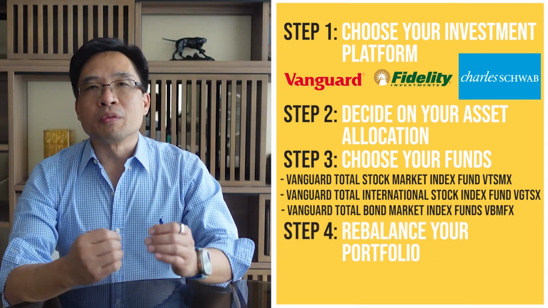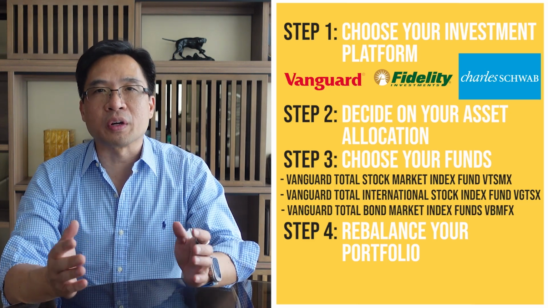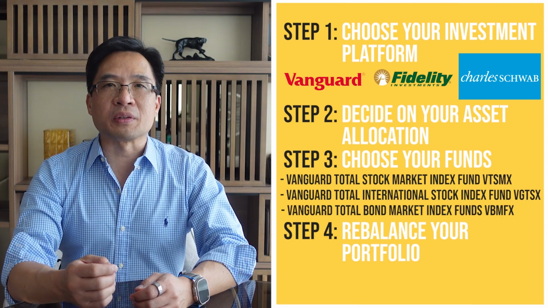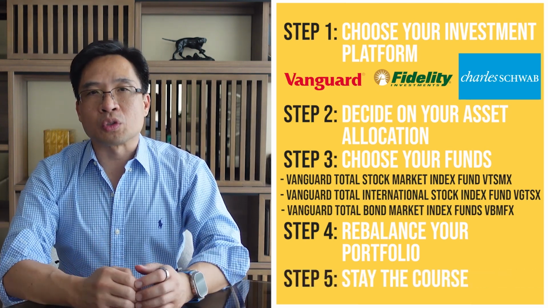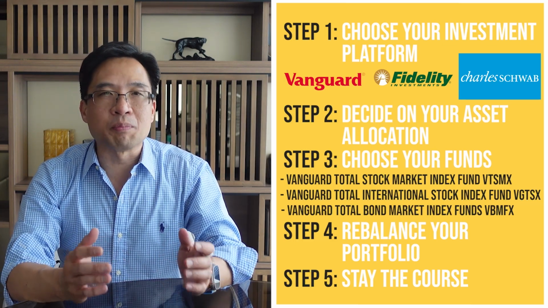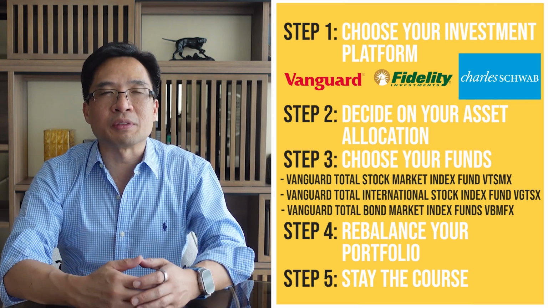Step 4. Rebalance your portfolio. Over time, your investments may drift away from your target allocation. You should periodically rebalance your portfolio to ensure that your asset allocation remains consistent with your targets. Step 5. Stay the course. The Boglehead 3-fund portfolio is a long-term investment strategy, and it's important to stay disciplined and avoid making emotional decisions during times of market volatility.